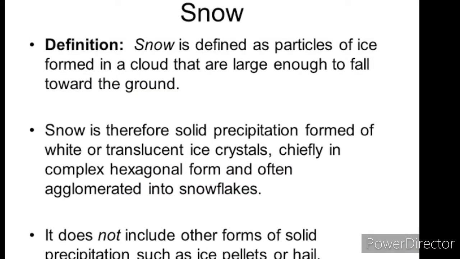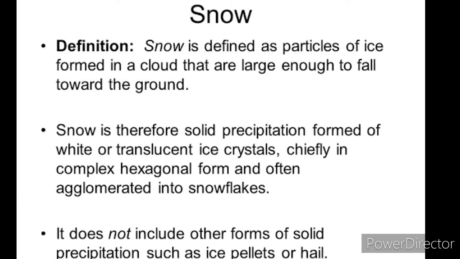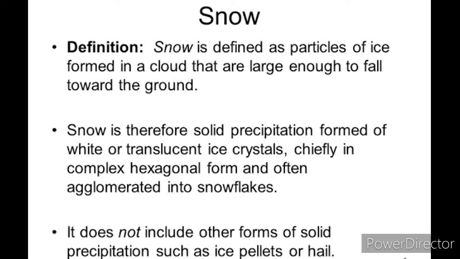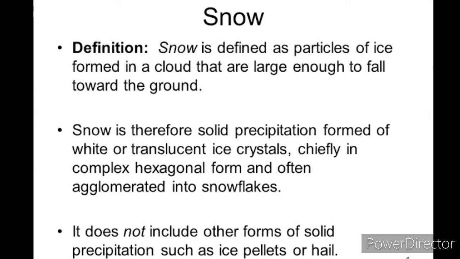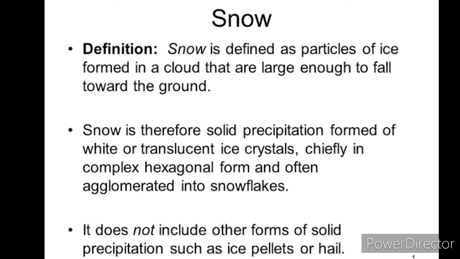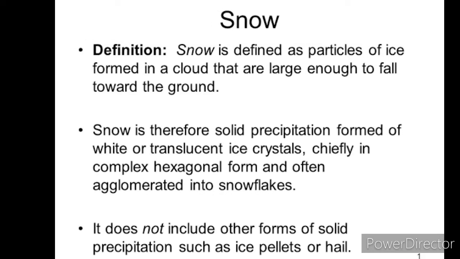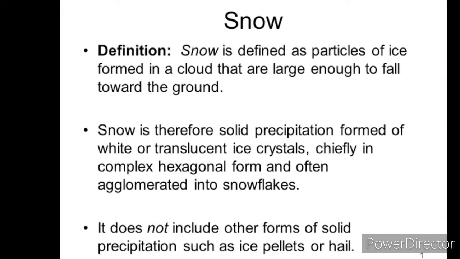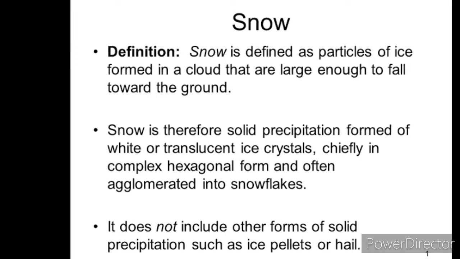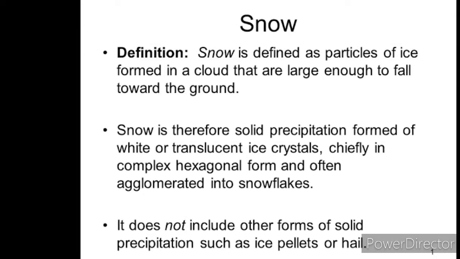Next, snow. Snow is defined as particles of ice formed in a cloud that are large enough to fall towards the ground. It does not include the other forms of solid precipitation such as ice pellets or hail, which are known as ice balls. So this is about snow.